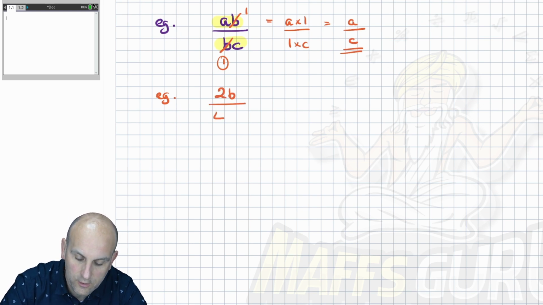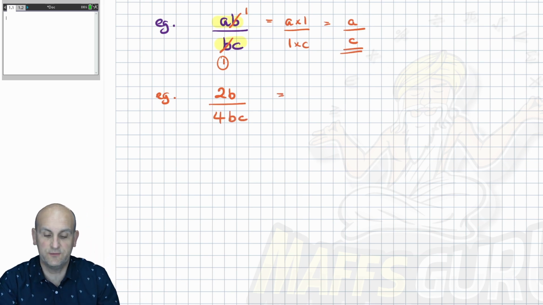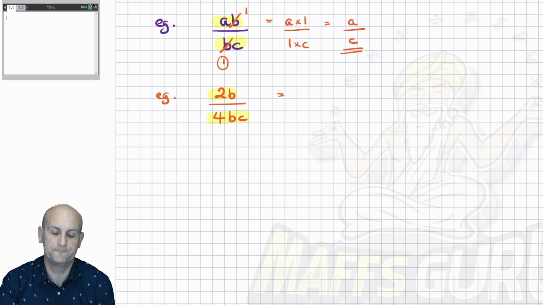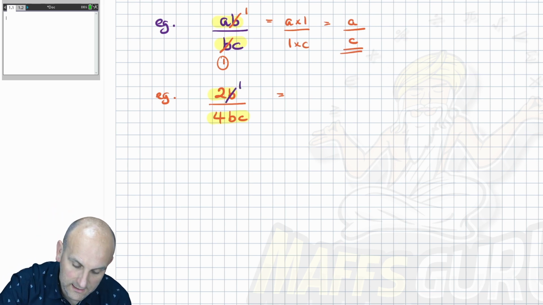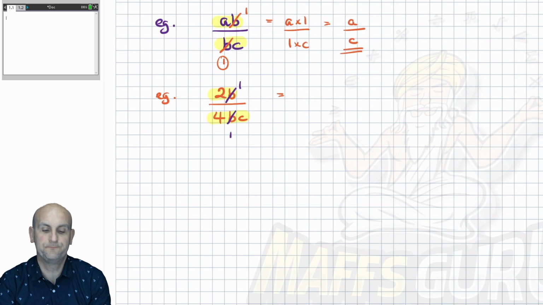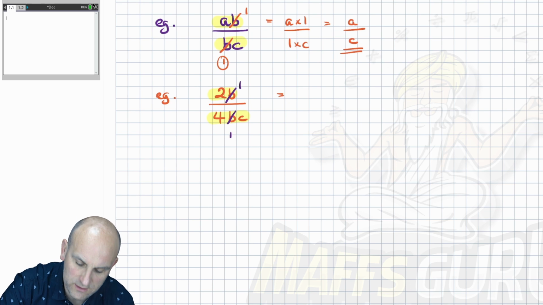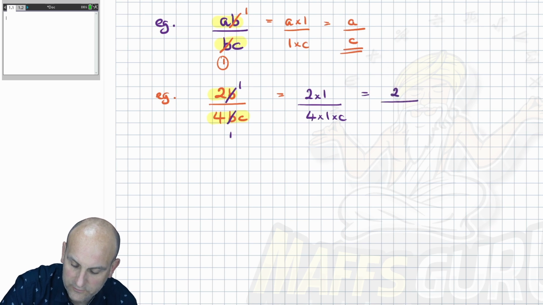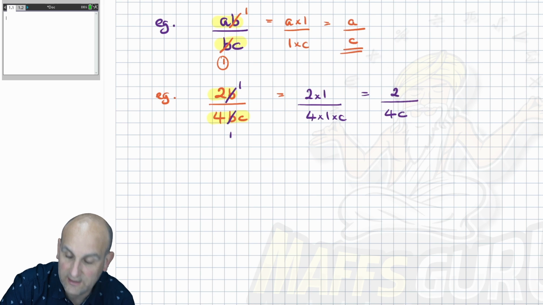What about if I have 2B on 4BC, for example? So always ask yourself the question, is the top multiplied together? Yes. Is the bottom multiplied together? Yes. Okay, so we can now do this cancelling out, this simplifying. All right. Is there a letter on the top and a letter on the bottom that is the same? Yes. So B, that becomes 1, that becomes 1. All right, so what have we got? We got 2 times 1 on the top and 4 times 1 times C. Well, 2 times 1 we know is 2. 4 times 1 is 4, and times that by C gives me 4C. And there is my final answer.